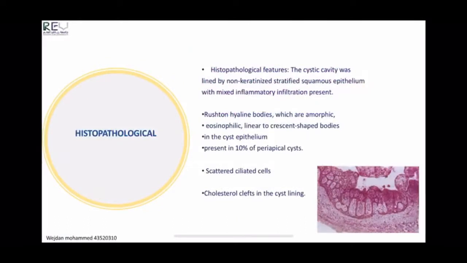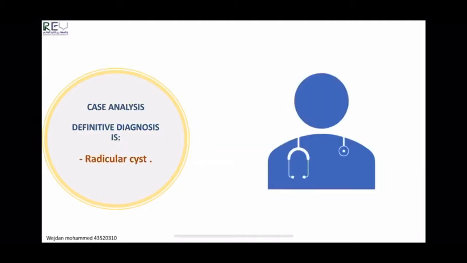The cyst cavity was lined by non-keratinized stratified squamous epithelium with mixed inflammatory infiltration present. Rushton hyaline bodies, which are amorphous and eosinophilic, linear to crescent-shaped bodies in the cyst epithelium, are present in 10% of periapical cysts. Scattered ciliated cells and cholesterol clefts are seen in the cyst lining.